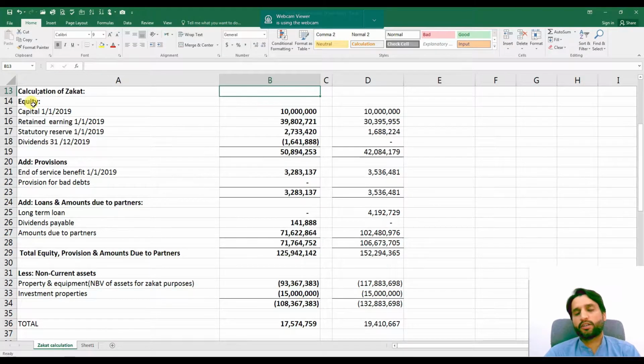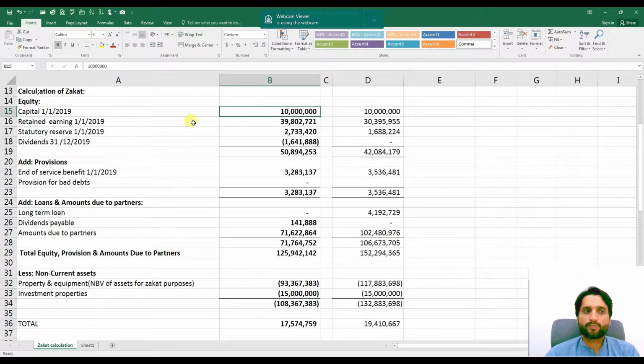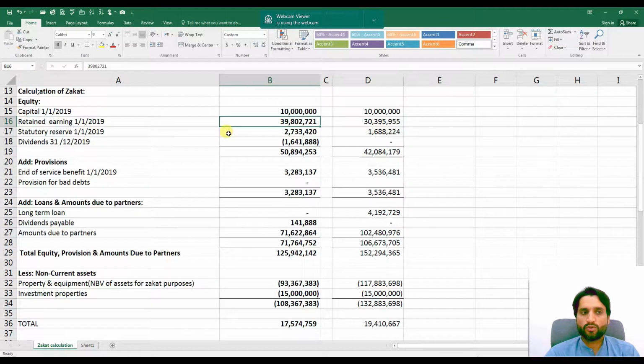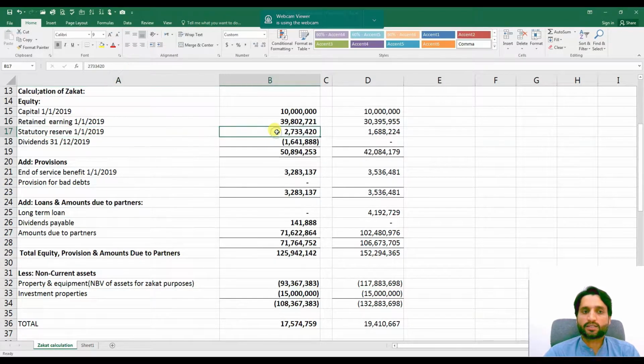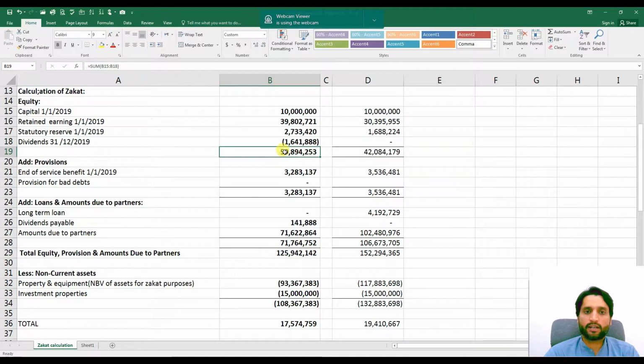Next is the calculation of zakat. We need to take into consideration the equity capital on 1st January 2019, this value. Retained earnings on 1st January 2019, this value. Statutory reserve on 1st January 2019, this value. Dividends 31st December 2019. These are the dividends which we are going to show in our profit and loss statement after the net profit. So this figure should be in minus, and after that we will make the total of all these figures.